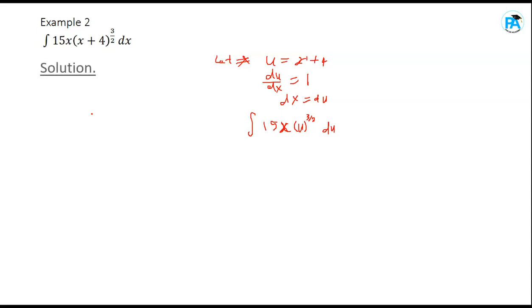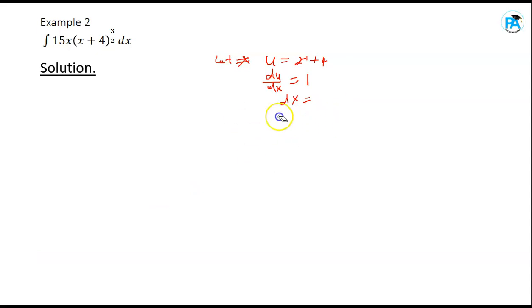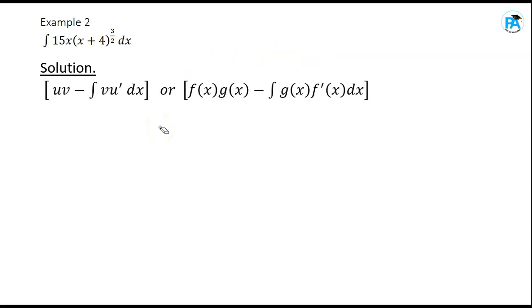So pay attention. To solve integration by parts, let me erase this. I hope you understand that. Let's proceed. To use integration by parts, this is the formula: uv minus the integral of v times the derivative of u dx, or f of x times g of x minus the integral of g of x multiplying the derivative of f of x dx. It's still the same formula.